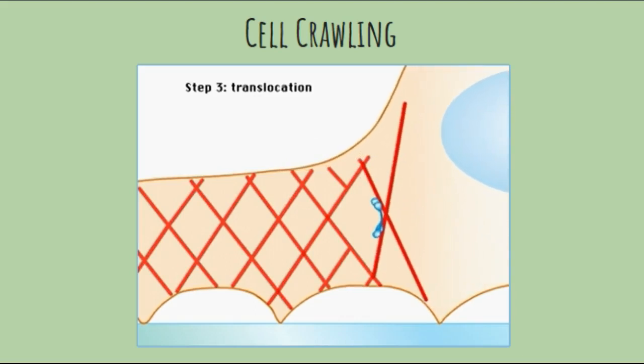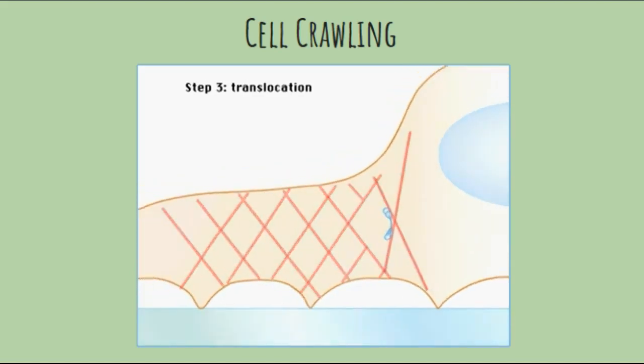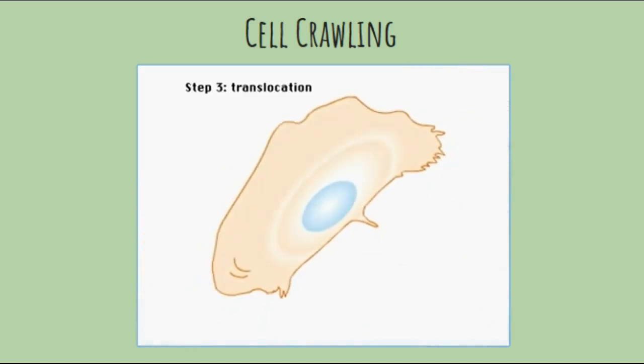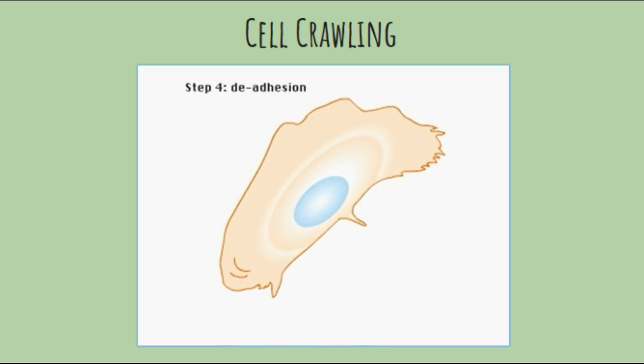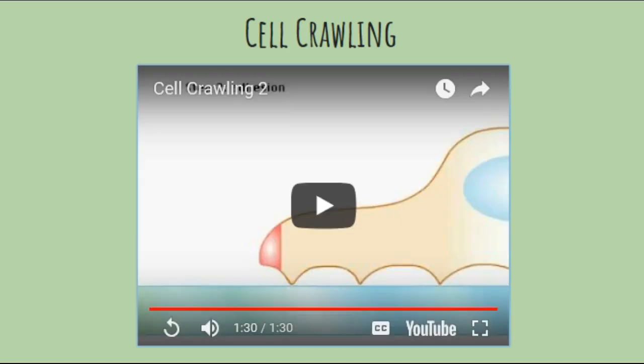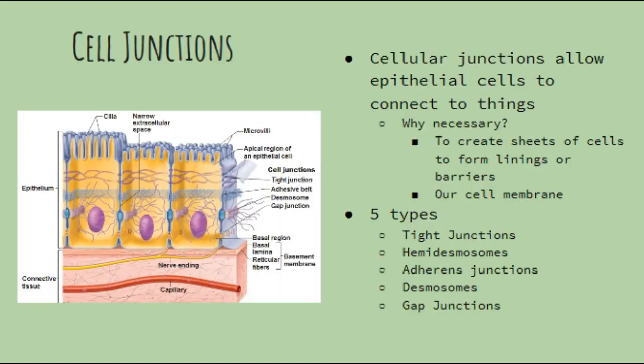The third stage is translocation of the cell body. This is accomplished by contraction of actin and myosin bundles at the lamellipod cell body border. After the cell body translocates, the back of the cell releases from adhesion sites and moves forward. So that video is a good illustration of the whole process of cell crawling.